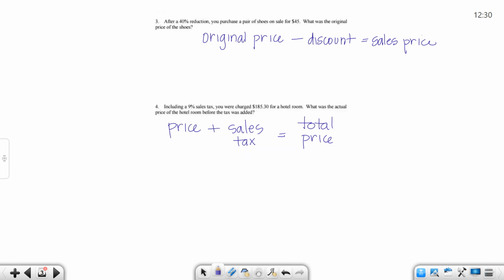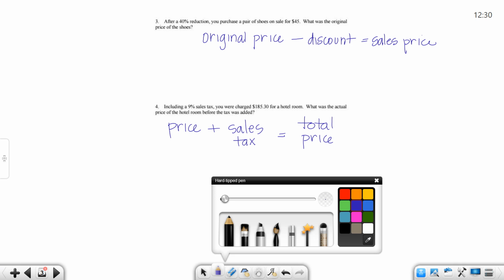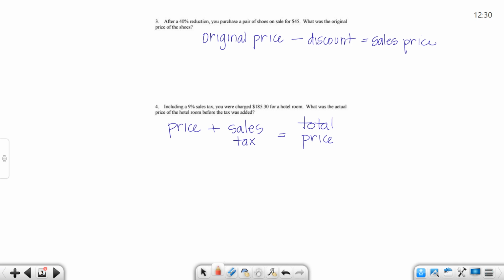Okay, moving on along. Number 3 is exactly like that last one that we did. After a 40% reduction, you purchase a pair of shoes on sale for $45. What was the original price? Okay. When you're buying something on sale, you have an original price and then you discount it, and that's your sales price. And it's going to set up exactly like the problem we just finished. Now, just like in the other ones, I'm going to define x. See where it says what was the original price? That's going to be X.